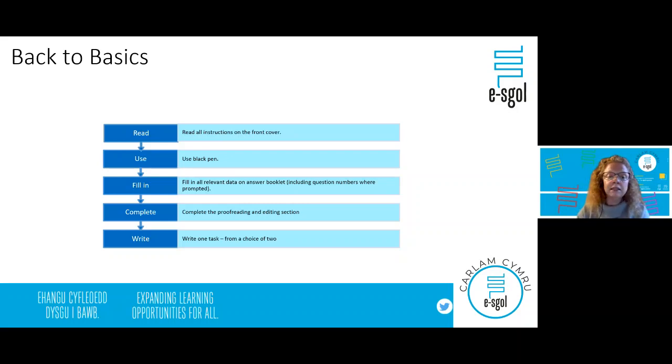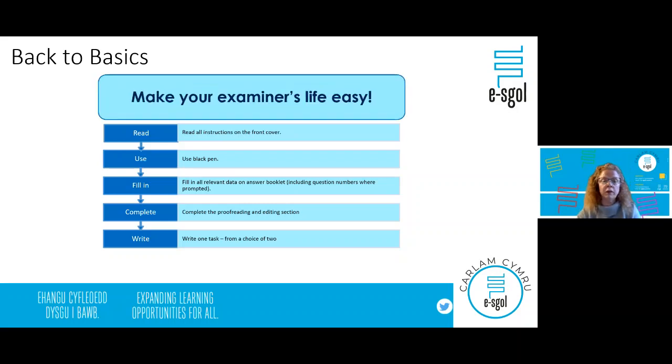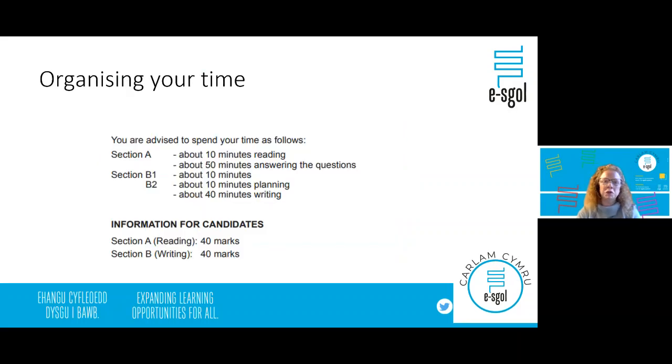And then when it comes to the writing section, it's one task from a choice of two. So you'll be able to choose which one you're going to do. Make it easy on your examiner and they'll be looking for you to give you rewards.